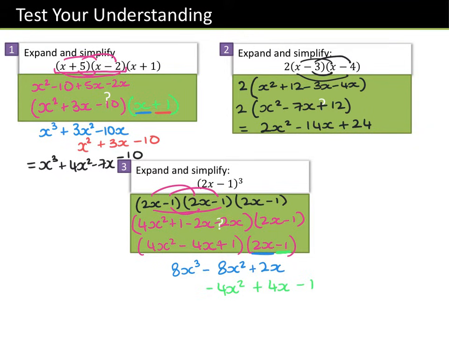And then lastly, I'm going to collect like terms. So it's going to give me 8x cubed minus 8x squared minus 4x squared is minus 12x squared. 2x plus 4x is plus 6x, and then minus 1.